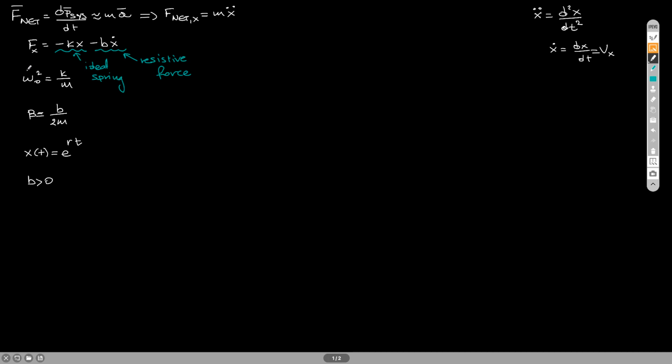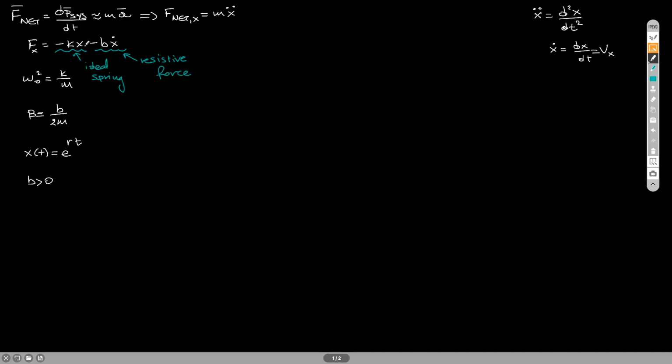Now, I have written here two more parameters that I will need. Omega naught squared, as usual, is defined as k over m. And I'm also defining the parameter eta to be b over 2m. And b is the damping parameter that I have in my resistive force. So the greater the resistive force is, the greater b is, and that means the greater this parameter eta is.